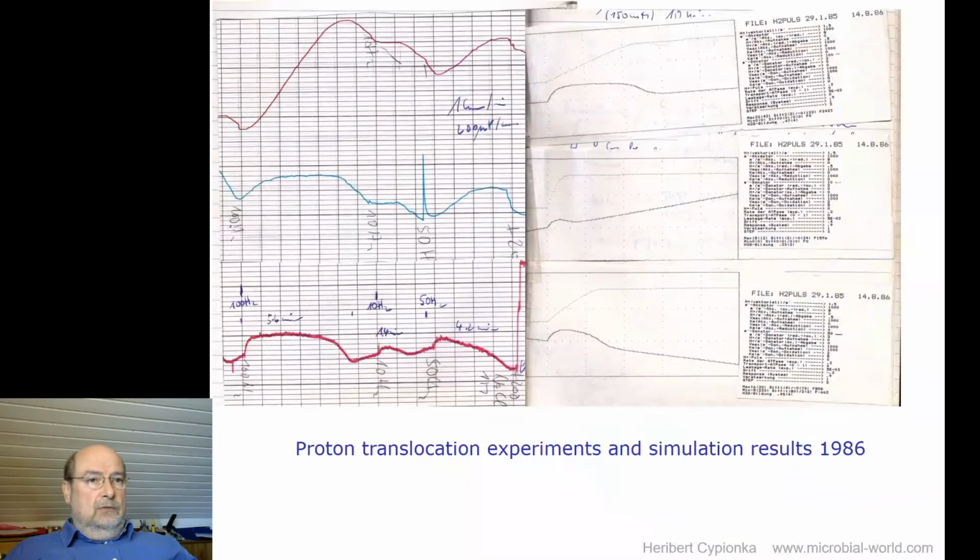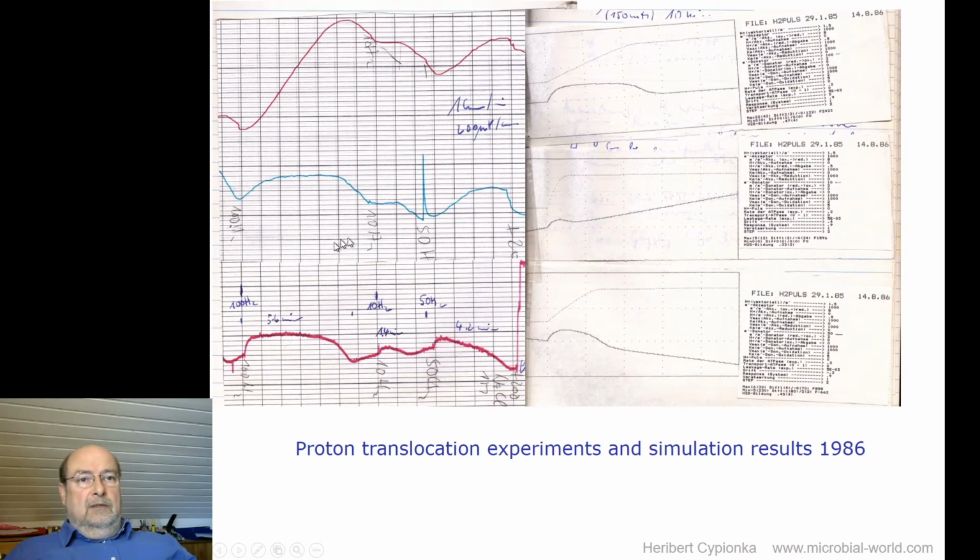I can show you some very old experiments. So this was something I did in 1985, and I simulated it in 1986. And I added hydrogen to a cell suspension of Desulfovibrio. And you see here the proton curve in red. And you see there's something going on, strange curve. And the simulation is here.